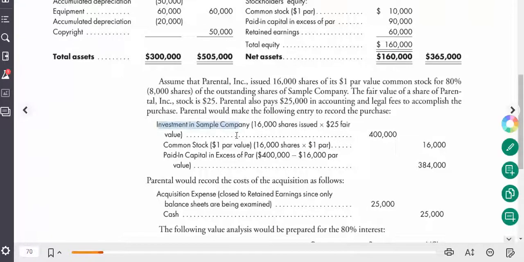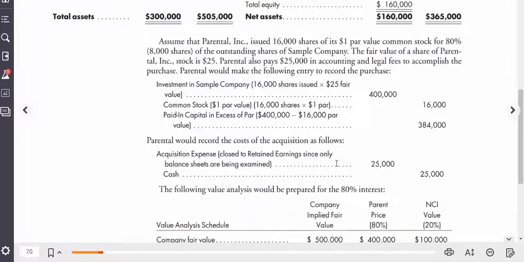This looks like something like this. Here's the investment in the subsidiary company. We paid 16,000 shares that have a market value of $25 per share. Here's what we issued. This is our parent company's issuance of stock that we used to get that investment. Here's our expenses.